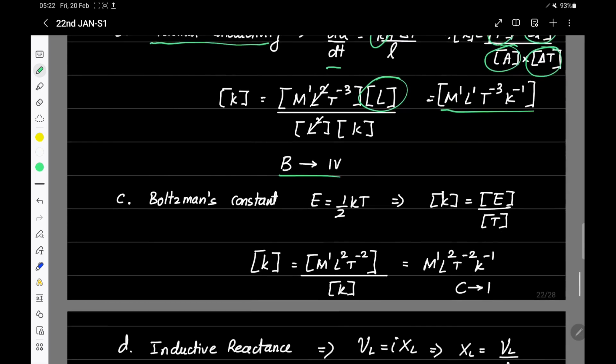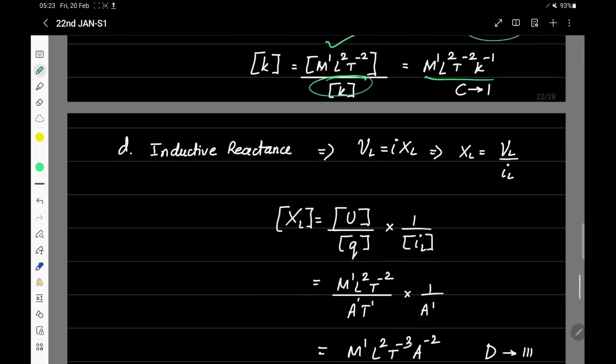Next is Boltzmann constant. So recall the law of equipartition of energy. Energy per degree of freedom will be equal to half kT. Now degree of freedom is dimensionless, it's a pure number. So energy itself is half kT. So the dimension of k will be dimension of energy divided by dimension of temperature. Dimension of energy is M^1 L^2 T^-2 divided by dimension of temperature, which is Kelvin. So this gives us M^1 L^2 T^-2 K^-1. So C in list 1 matches with entry 1 in list 2.